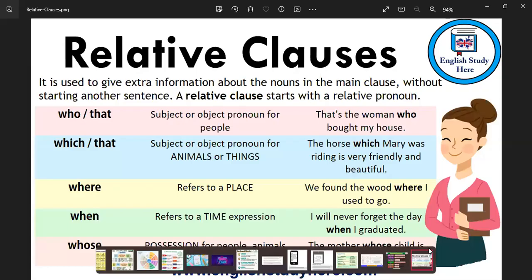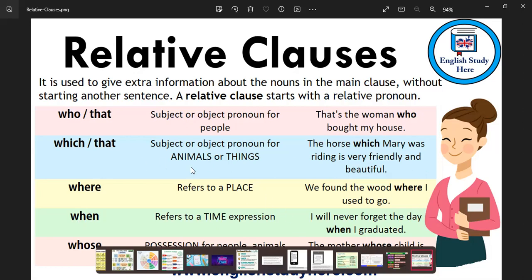All right. Here come the relative clause words. Who and that, subject or object pronouns for people. That's the woman who bought my house. So these are the words you use to begin the relative clauses. Who and that for people. Which and that for objects or animals. The horse which Mary was riding is very friendly and beautiful.